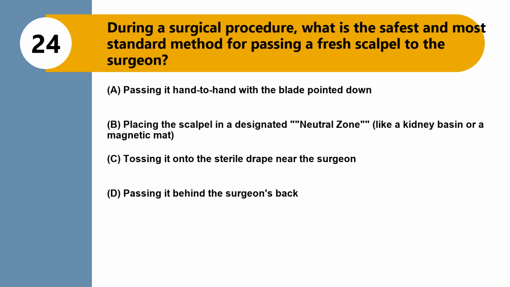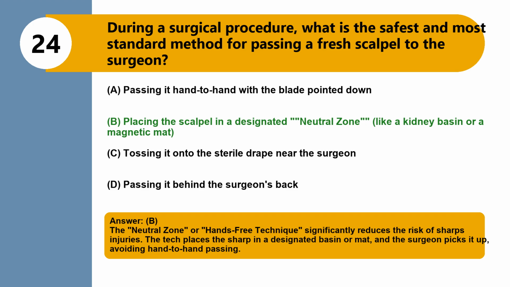Question 24. During a surgical procedure, what is the safest and most standard method for passing a fresh scalpel to the surgeon? Option A. Passing it hand to hand with the blade pointed down. Option B. Placing the scalpel in a designated, neutral zone, like a kidney basin or a magnetic mat. Option C. Tossing it onto the sterile drape near the surgeon. Option D. Passing it behind the surgeon's back. The correct answer is option B, placing the scalpel in a designated neutral zone like a kidney basin or a magnetic mat. The neutral zone or hands-free technique significantly reduces the risk of sharps injuries. The tech places the sharp in a designated basin or mat, and the surgeon picks it up, avoiding hand-to-hand passing.